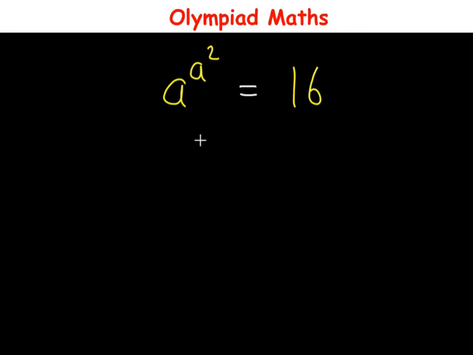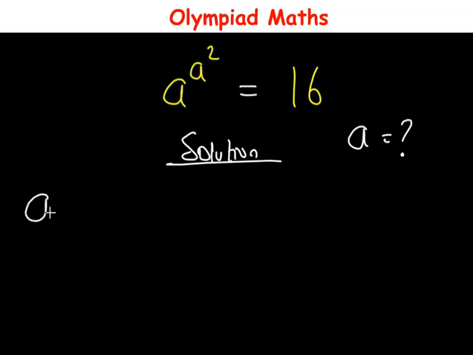Hello, in this video, let us solve this question. So we have a raised to power a raised to power 2 is equal to 16. And here, we want to solve for the value of a. A is the unknown we want to solve for. To solve this, solution.